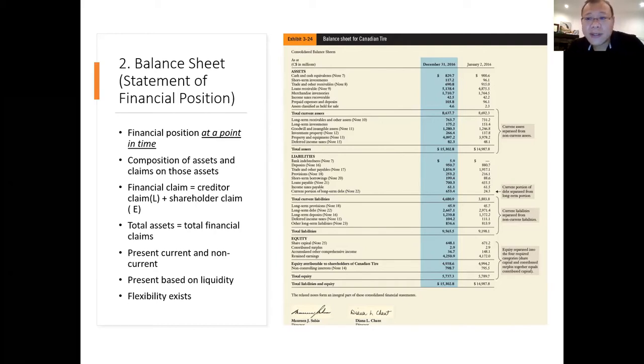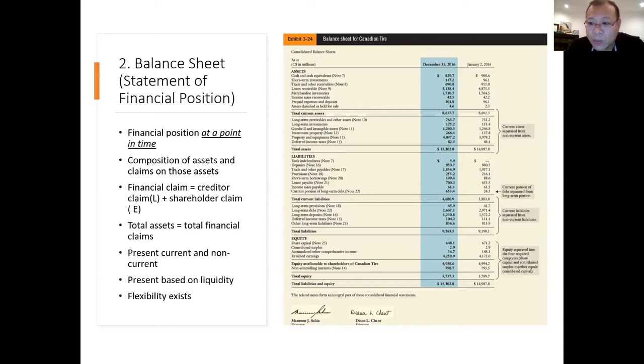You can see that the financial reporting date here is December 31st, 2016. That's a point in time, right? So on that date, it's not for the year of 2016. It is the financial position on the date of December 31st. Okay, let's go through this.